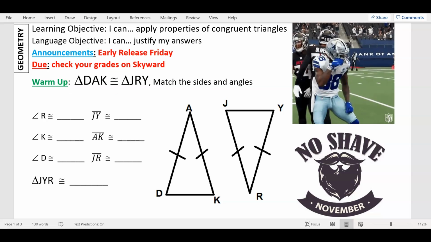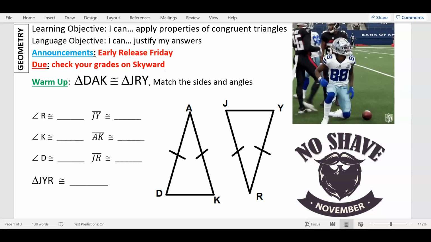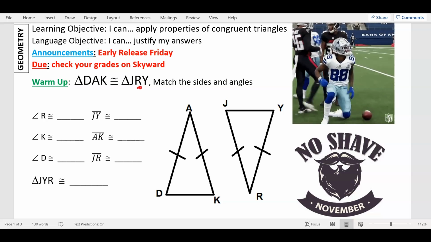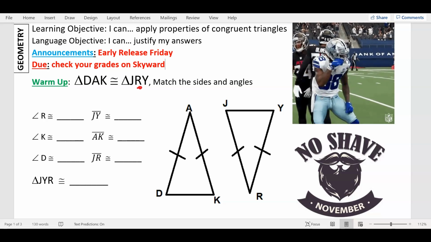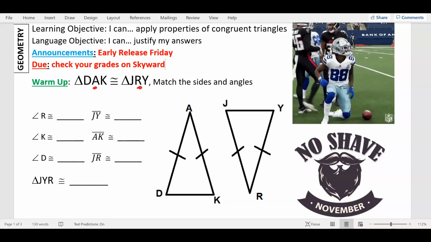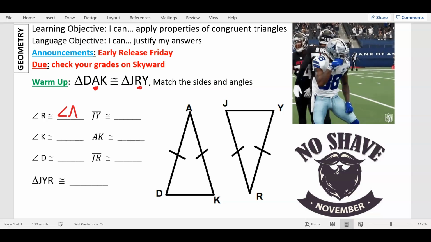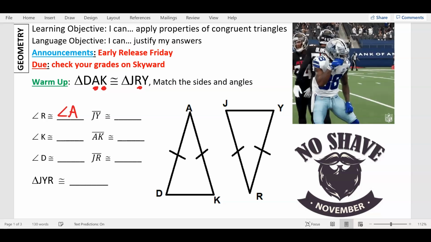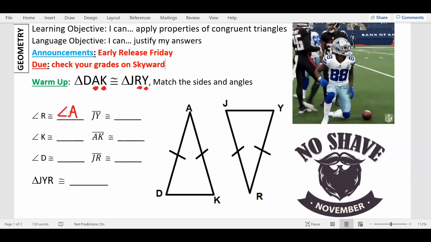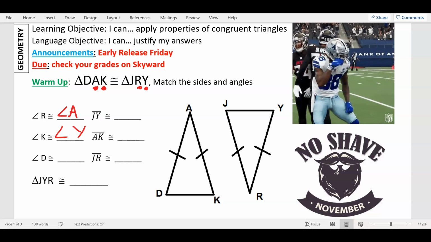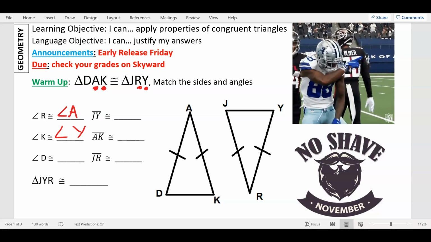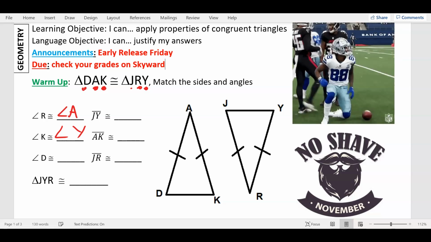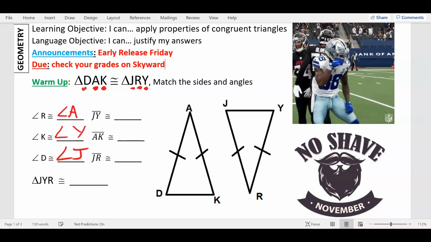Angle R matches up with what letter? So, check it out. The middle letter here matches with what over here? You want to match the middle letter here, so it would be what? Angle A. Very good. Now, angle K is the last letter here. What does that match with over here? Angle Y. You see how you can just use this statement to help you out? You don't really need the picture. Picture helps sometimes. Angle D matches with angle what? Angle J, right? Cool. So those match up.